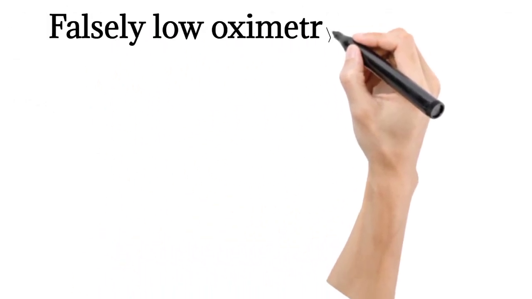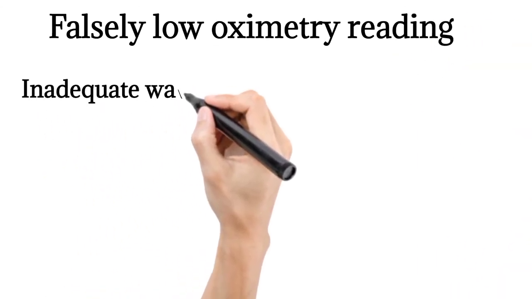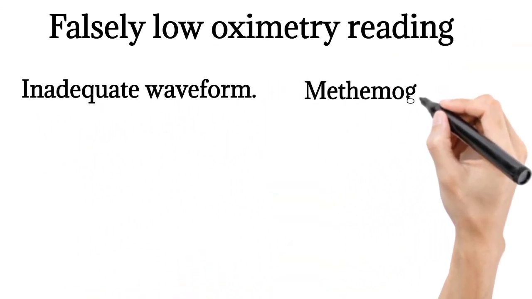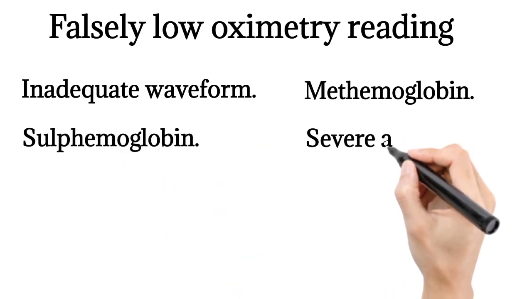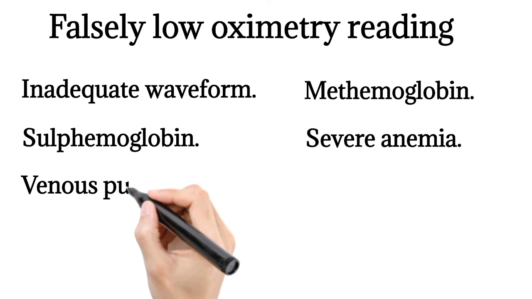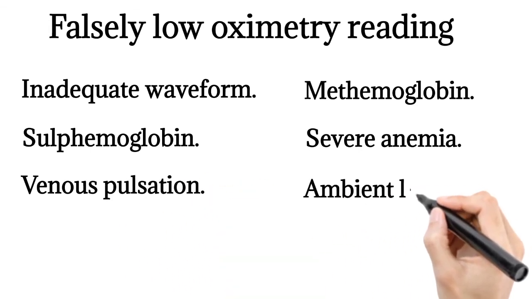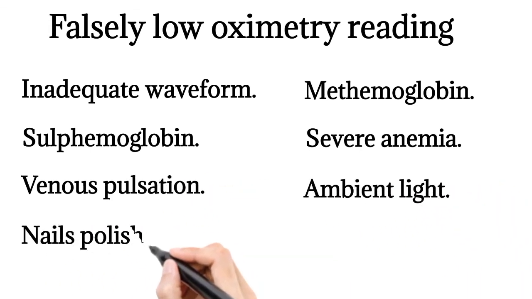Falsely low oximetry reading: inadequate waveform, methemoglobin, sulfhemoglobin, severe anemia, venous pulsation, ambient light, nail polishes, vital dyes.